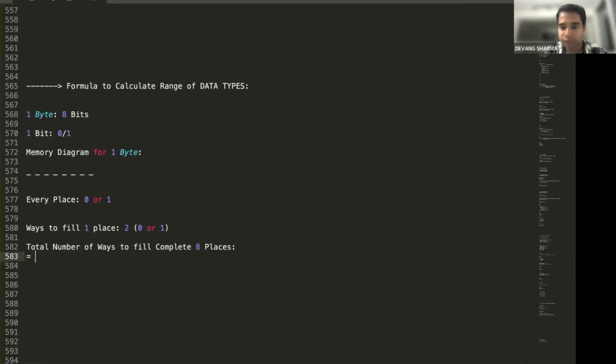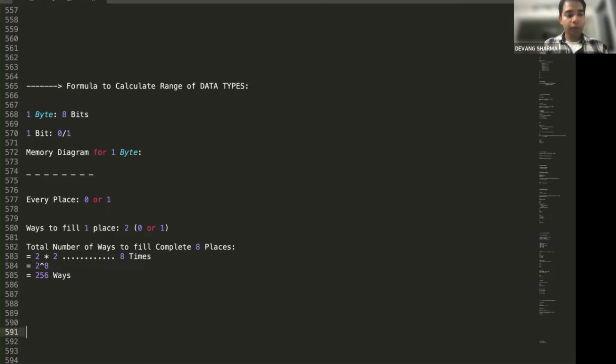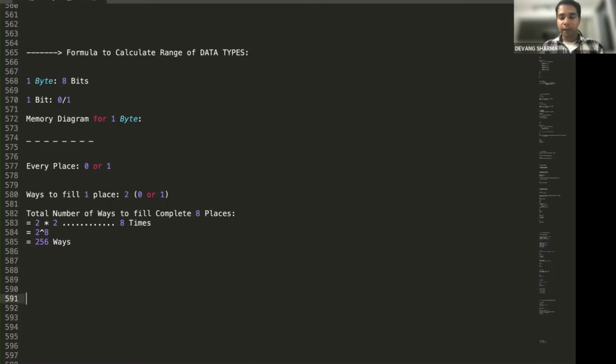All agree with that? Simple mathematics? Okay. The simplest way is the first way you can fill in 2, the second way you can fill in 2, the third way you can fill in 2, fourth you can fill in 2, and so on, so forth, till 8 number of times. So what does this number become? This number becomes 2 raised to the power 8, and that becomes 256 different ways. So there are 256 different ways to fill those complete 8 places.